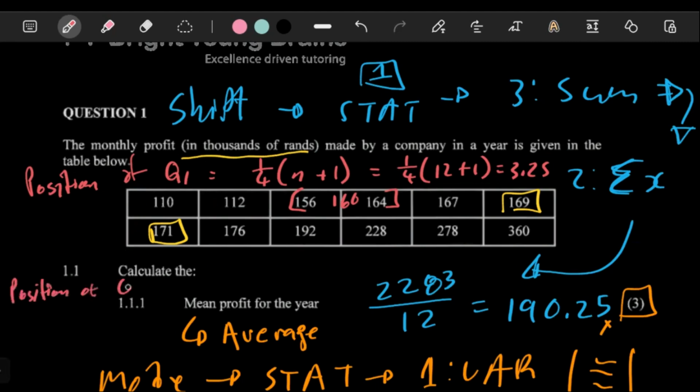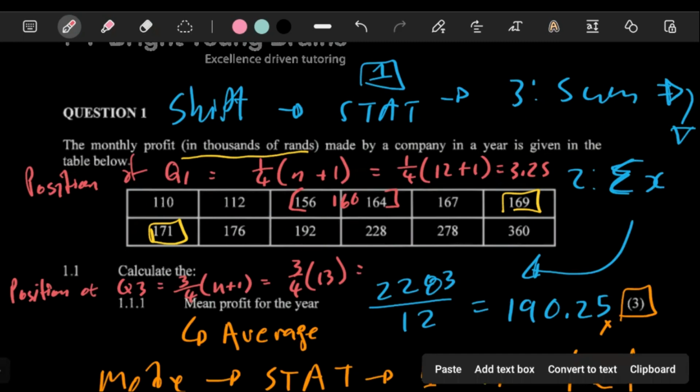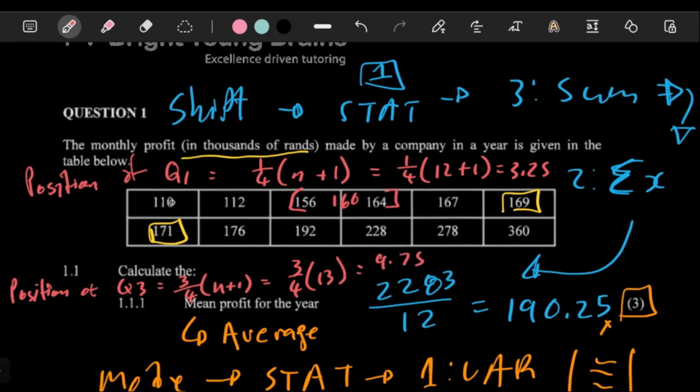For your Q3, the position of Q3, you're going to have 3/4 multiplied by n plus 1. So it's going to be 3/4 times 13. What does that give us? 3/4 times 13 is 9.7 something. So this is telling you just after position number 9. 1, 2, 3, 4, 5, 6, 7, 8, 9.